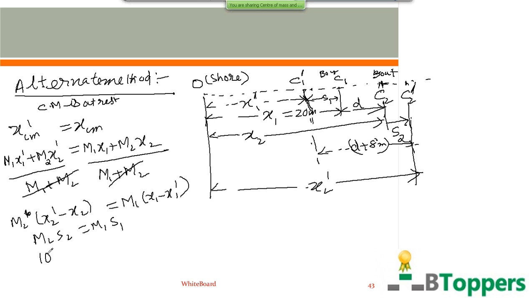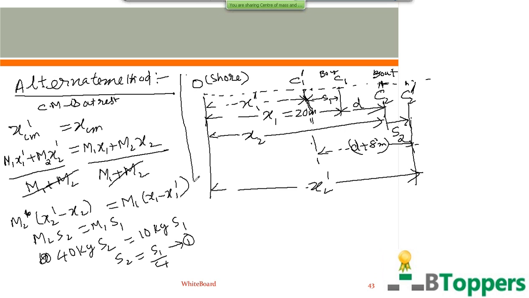M2 is equal to 40 kg, the mass of the boat. M1 is equal to 10 kg. So you get S2 equal to S1 by 4. S1 is the magnitude of the displacement of the buoy, the actual displacement of the buoy with respect to the station observed on the shore. S2 is the magnitude of the actual displacement of the boat.